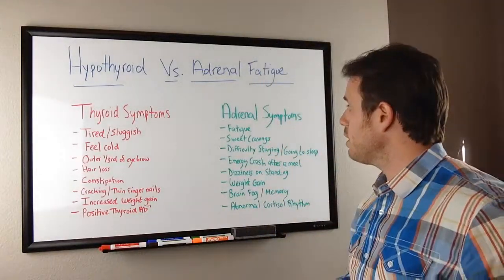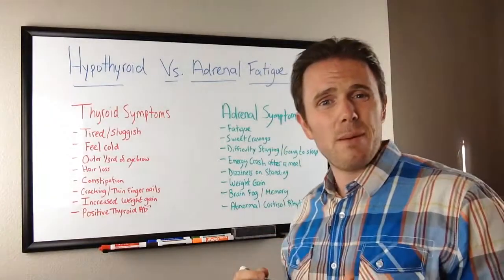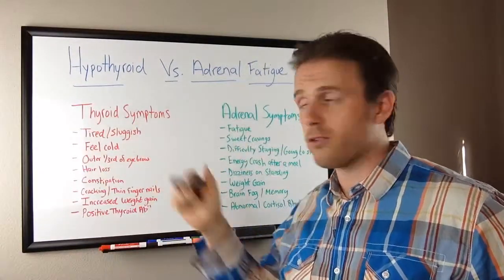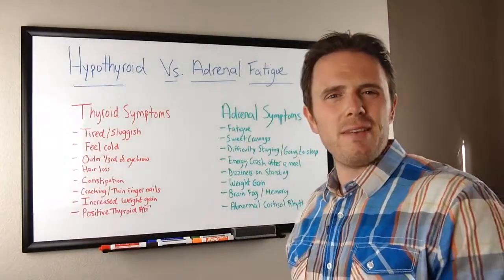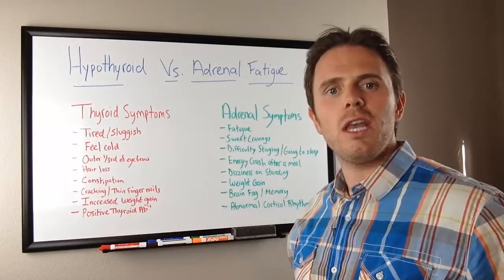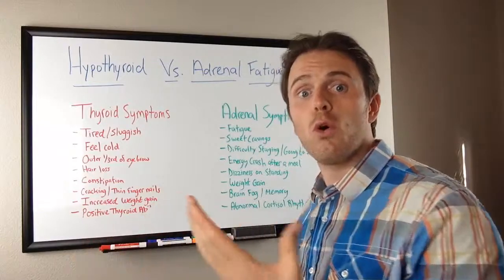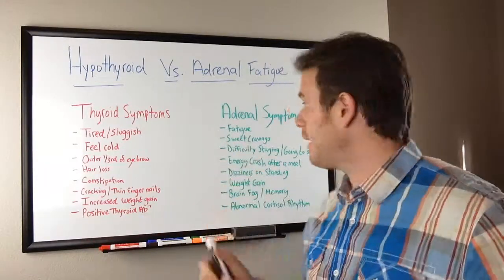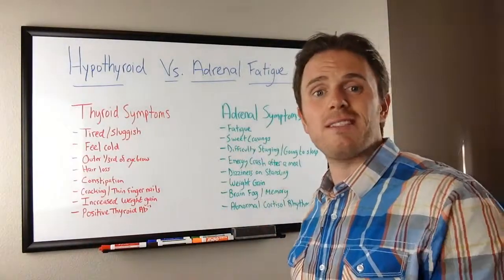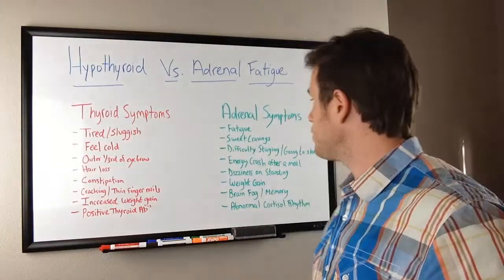Next, with the adrenals, fatigue. That's going to be a common symptom that overlaps between both of those. Sweet cravings. Sweet cravings tend to be more blood sugar induced, and because your adrenals produce cortisol, which is a glucocorticosteroid, gluco meaning blood sugar, sweet cravings tend to be connected with your adrenal glands.